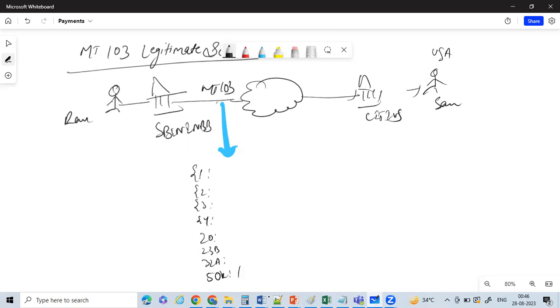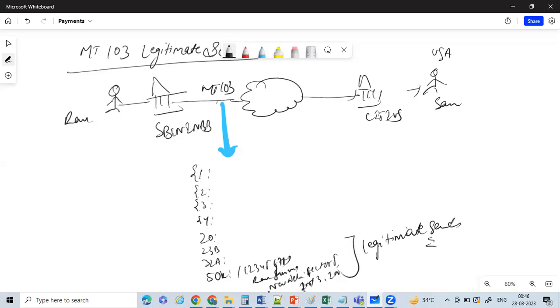So for example, Ram's account number is 1234567899, Ram Sharma, and let's say New Delhi, Sector 5, 1013, and India. So this particular 50K is your legitimate sender. Right. So this is what your legitimate sender means.